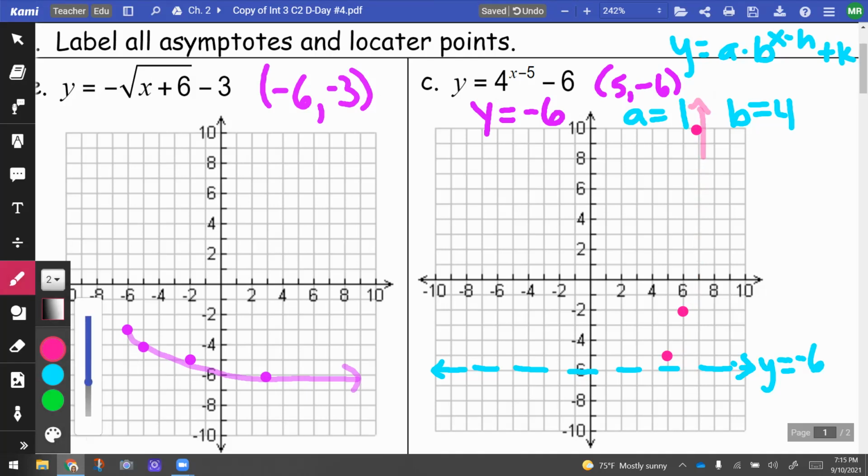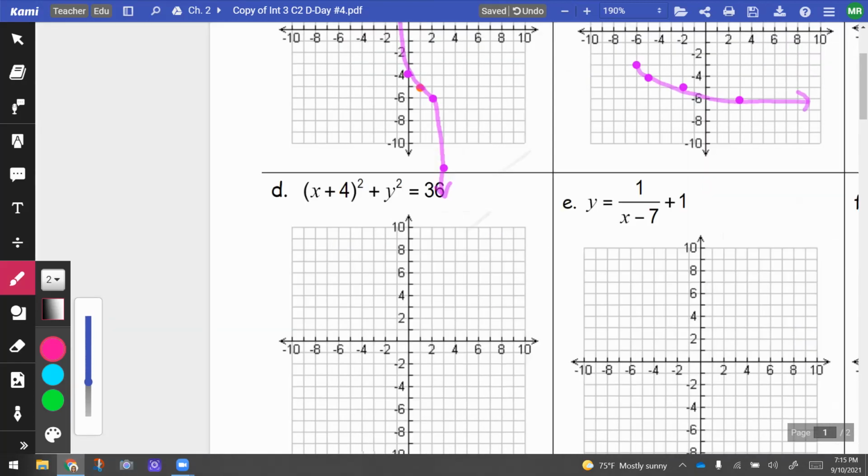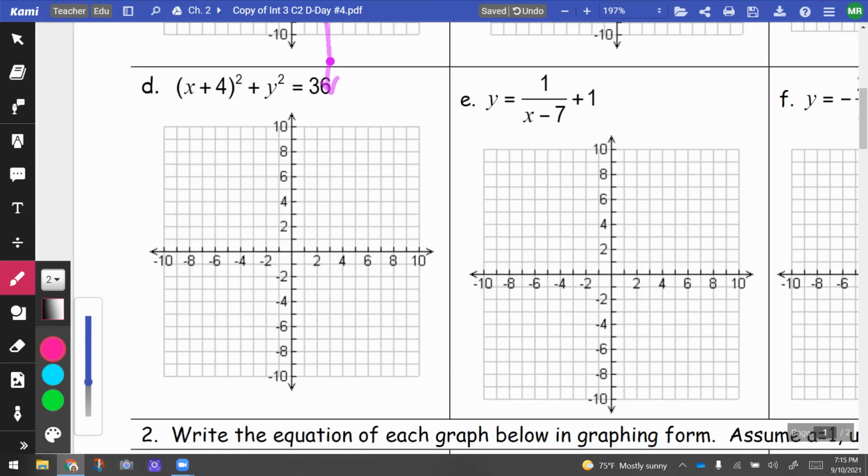So it's going to be coming here and getting closer and closer and closer, going backwards this way to the asymptote. And that's your exponential.